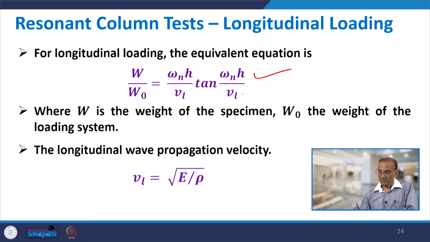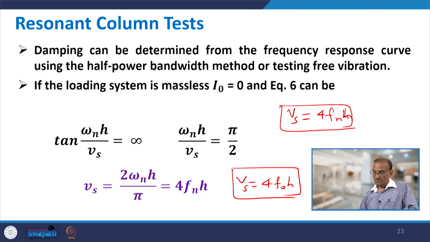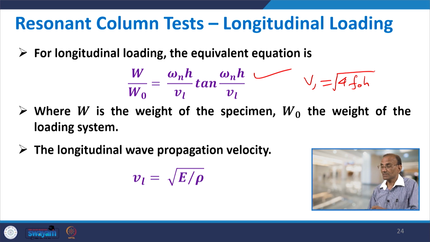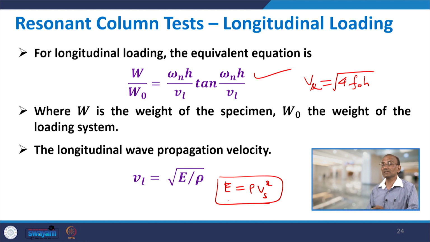So, VL is calculated in a similar way as in the last equation, 4 into F naught into H, where F naught is the natural frequency or first fundamental frequency in this case. Once VL is known, then Young's modulus E can be found using the equation E equal to rho VL square. So, using the resonant column apparatus, you can find the shear modulus as well as Young's modulus independently.